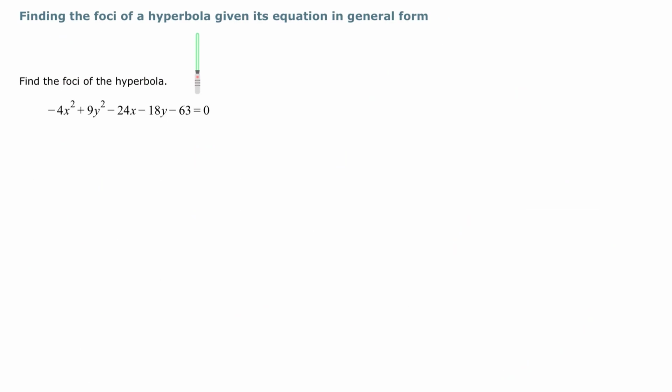Finding the foci of a hyperbola. Given an equation in its general form, let's find the foci of this hyperbola. We first need to get it into one of its standard forms. So let's complete the square to do that. So let's factor out a -4. And we're going to go ahead and complete the square on some kind of x squared plus beta x, or x squared minus beta x.